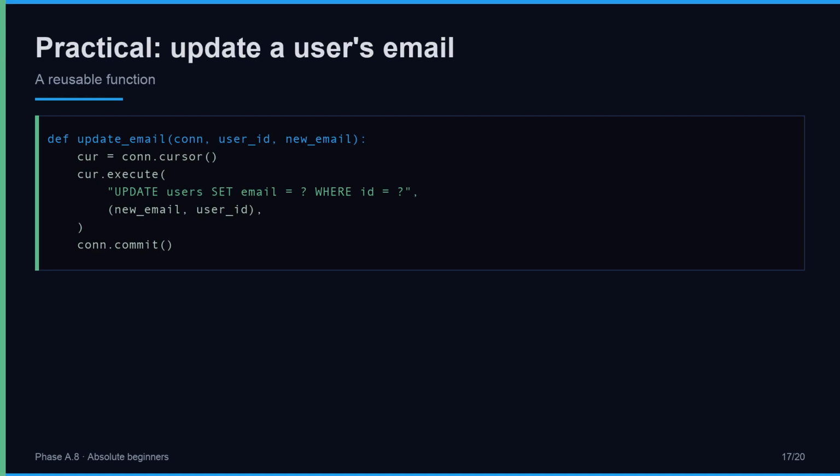A practical example. You write a function called update_email. It takes a connection, a user ID, and a new email address. Inside, you create a cursor, run update users set email to the new value where id equals the given id, and commit. Because the values are parameters, the function is safe no matter what email the caller passes. This is the shape of every update function you will ever write. A function you will reuse forever.